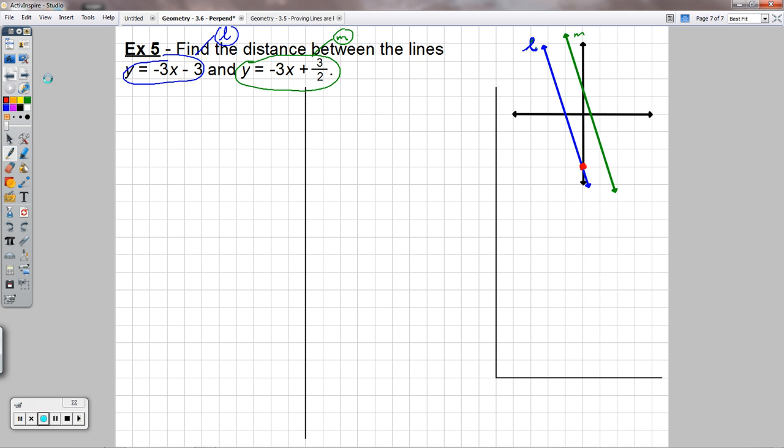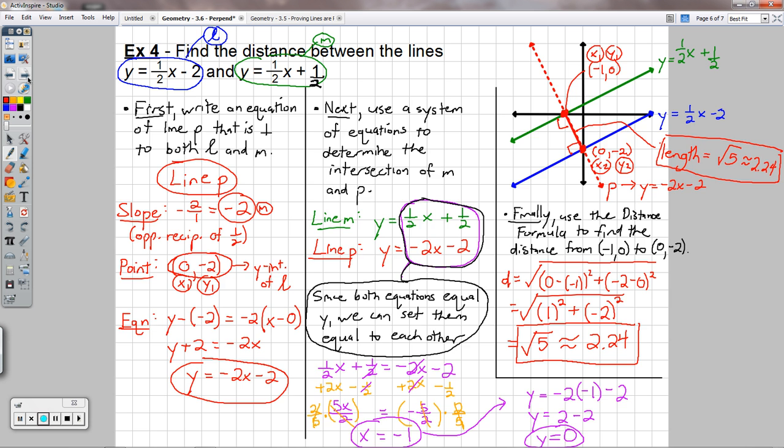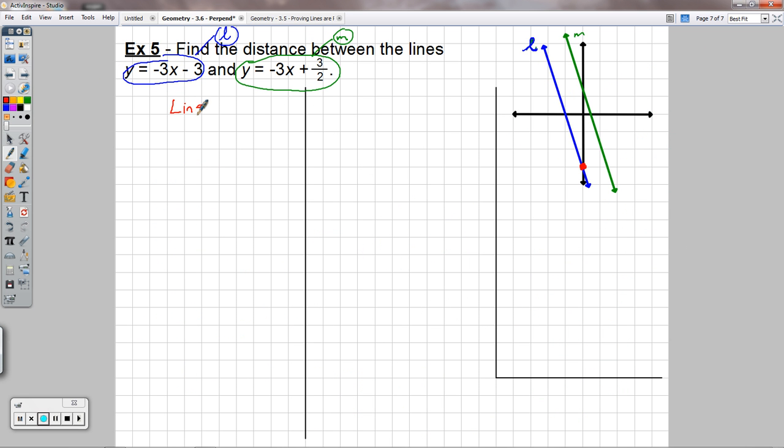So I'm not going to draw or write the instructions out again. Let's just start with line P. What's the slope of line P going to be? Since this is -3 for both of these, that's like -3/1. So if I flip that over, it's like 1/3. And this is negative, so that's going to be positive. This is going to be the slope of line P. It's the opposite reciprocal of -3.